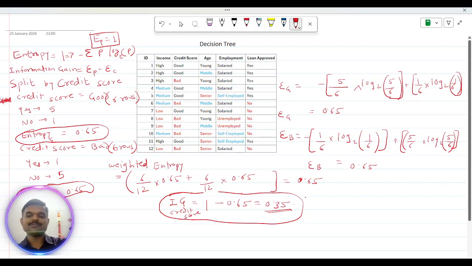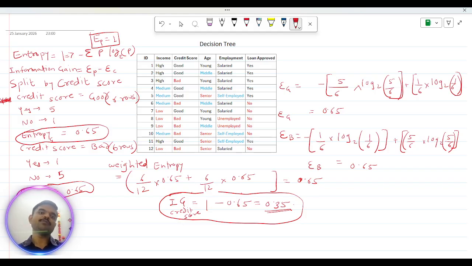So this is the weight calculation. How does this 12 come? See, there are 6 rows for good credit score and 6 rows for bad credit score. There are 12 total rows, good plus bad. So 6 divided by total means good divided by good plus bad, bad divided by good plus bad.